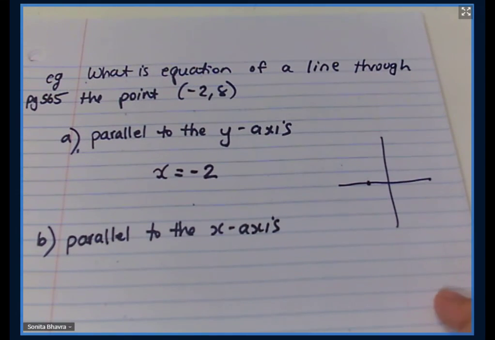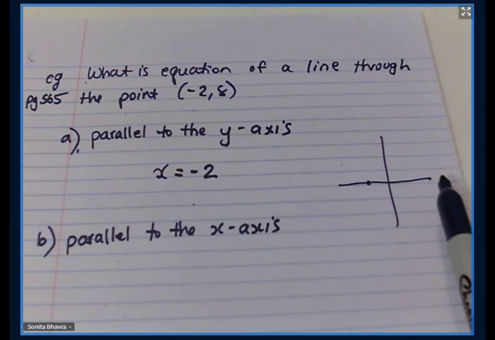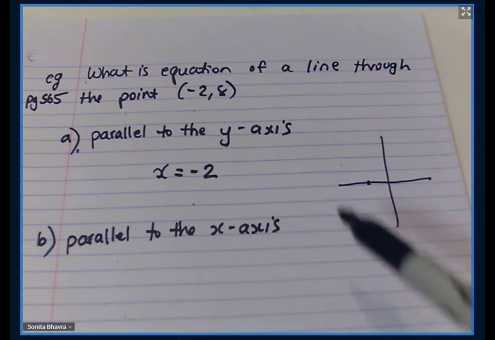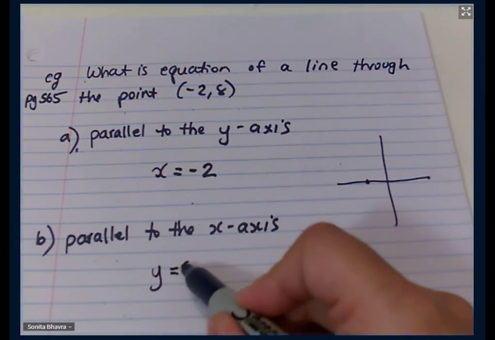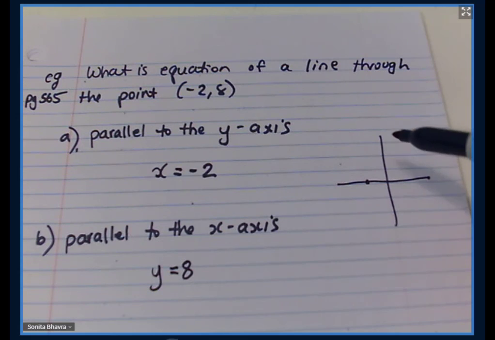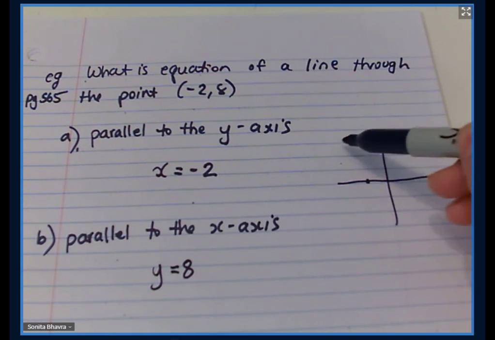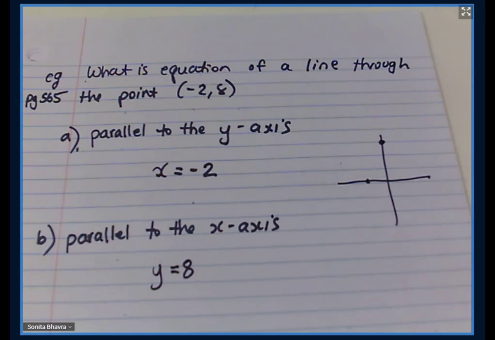If it's parallel to the x-axis, it's going to be a horizontal line. Here's our x-axis. So if it's parallel to the x-axis, it has to be a horizontal line. From our point here, we know that it will be at y equals 8. So y equals 8 somewhere up here, and it would be passing through like this as a horizontal line.